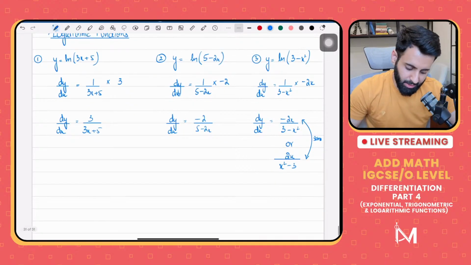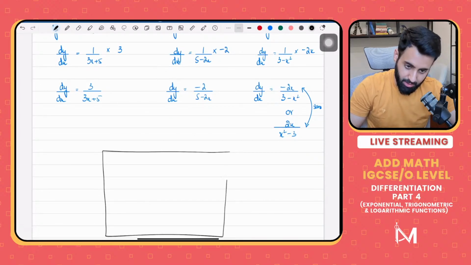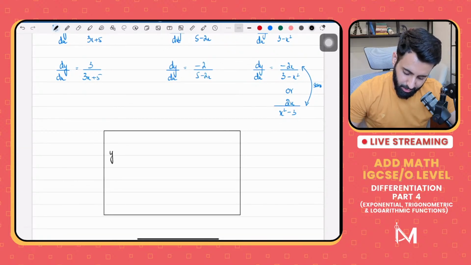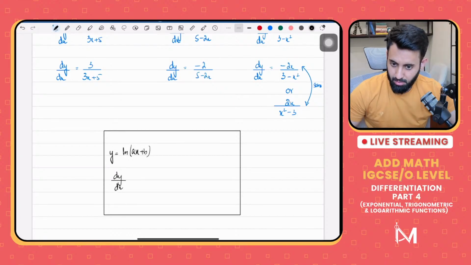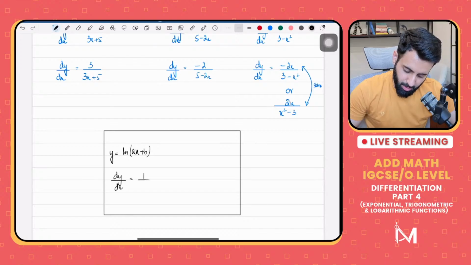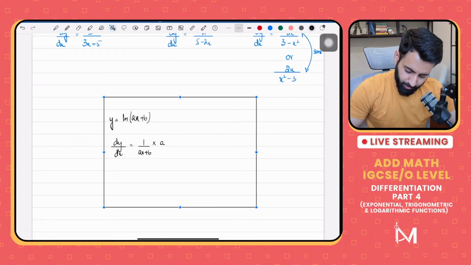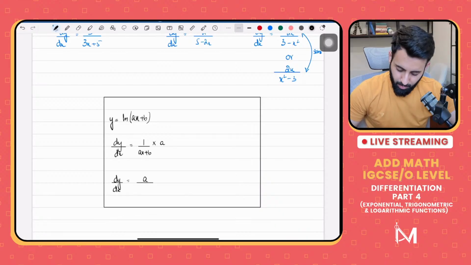Now, let's generalize this also. Just like how we generalized exponential functions, let's generalize this also. So first of all, if you have a linear function as the argument, meaning something like ax plus b, then this is what differentiation looks like. dy by dx is equal to 1 upon ax plus b multiplied by a. And then you can write it nicely: dy by dx is equal to a upon ax plus b.